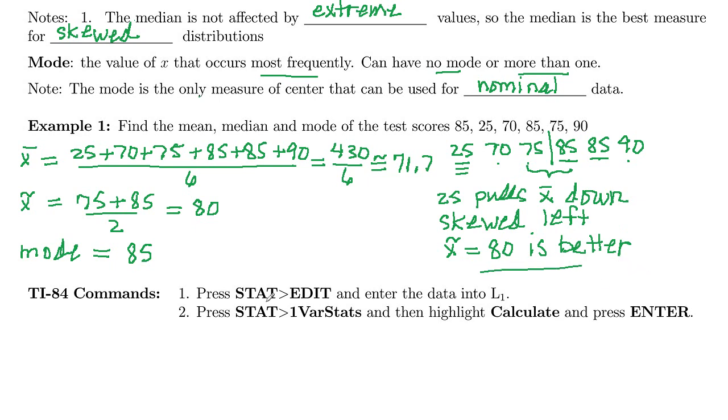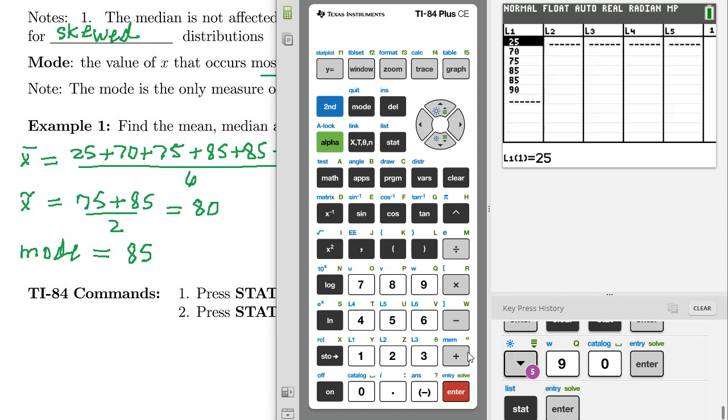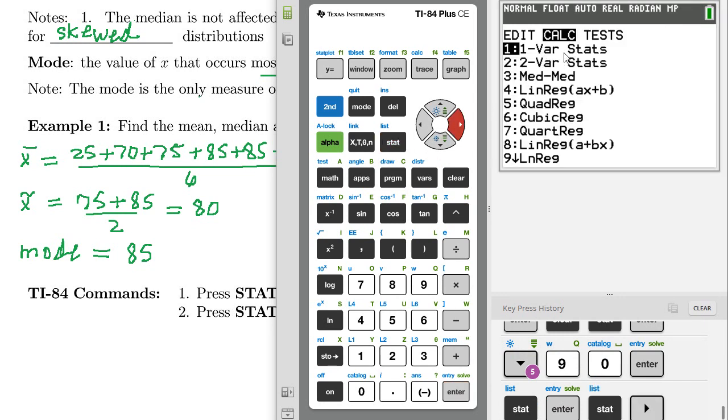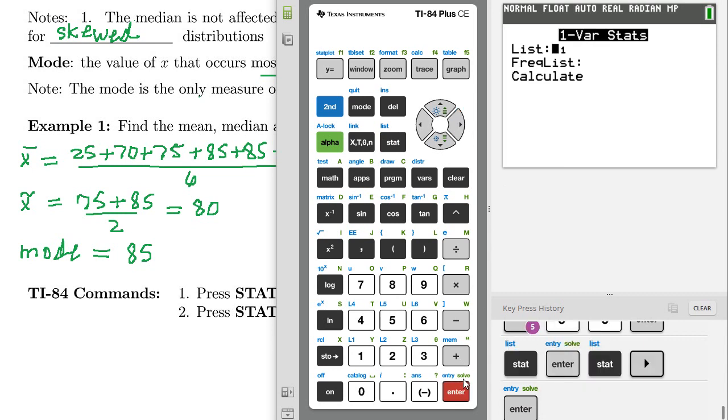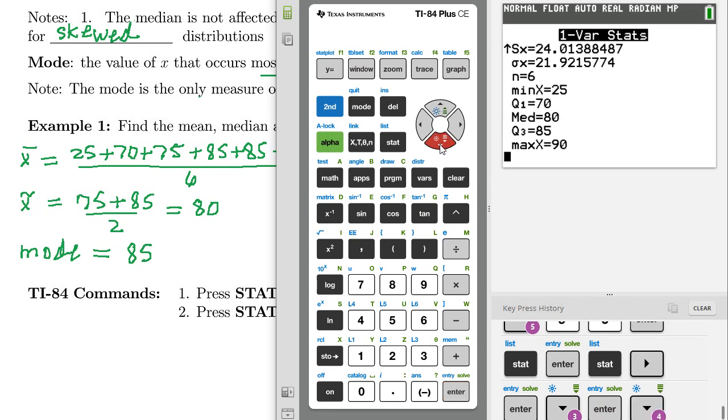So let's see how to do this on the calculator. I have already entered the data in. So I went to Stat and then Edit, entered the data in the first list. Now you want to go back to Stat, arrow to the right to Calc, and we want One-Variable Stats there, Enter. We are using List 1. There's no frequency list. Highlight Calculate and Enter. So there's our X bar, 71.6 repeating. Scroll down here. There's our median of 80. And the mode we just need to compute by hand.